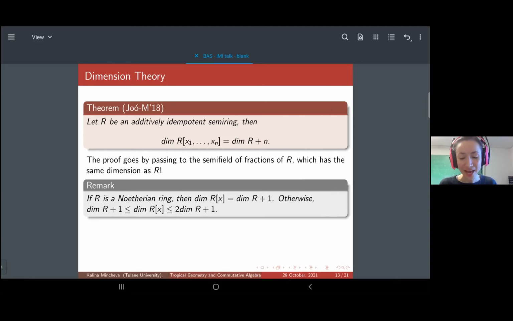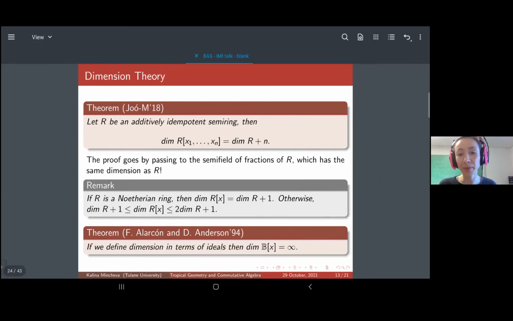So why not ideals? And the answer is, there's a paper from 20-something years ago that says that if we define dimension in terms of ideals as the longest chain of prime ideals, then the dimension of a polynomial semiring in one variable, even over B, where the coefficients are either 0 or 1, is infinite. So this does not capture anything. And this is why you really need congruences here. Okay, so this is part of what I wanted to say about dimension.